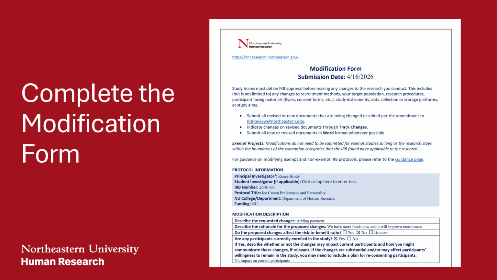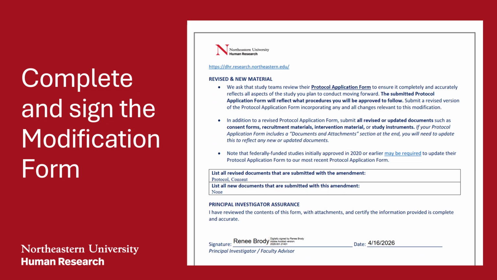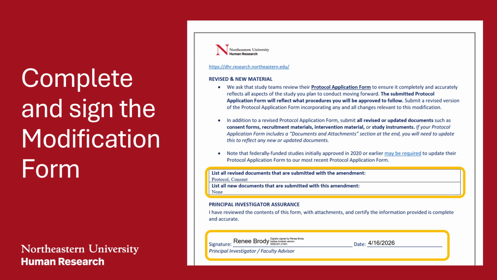And then you just fill out the modification form. Don't forget the submission date at the top, and then there's just some basic information about your study and a few questions about the changes you're making. Then on the second page, you just list your revised documents and any new documents. There are some more detailed instructions on the form here about exactly what to include. Finally, remember to sign and date the form. And we do need this to be a real signature, not just your name typed in.